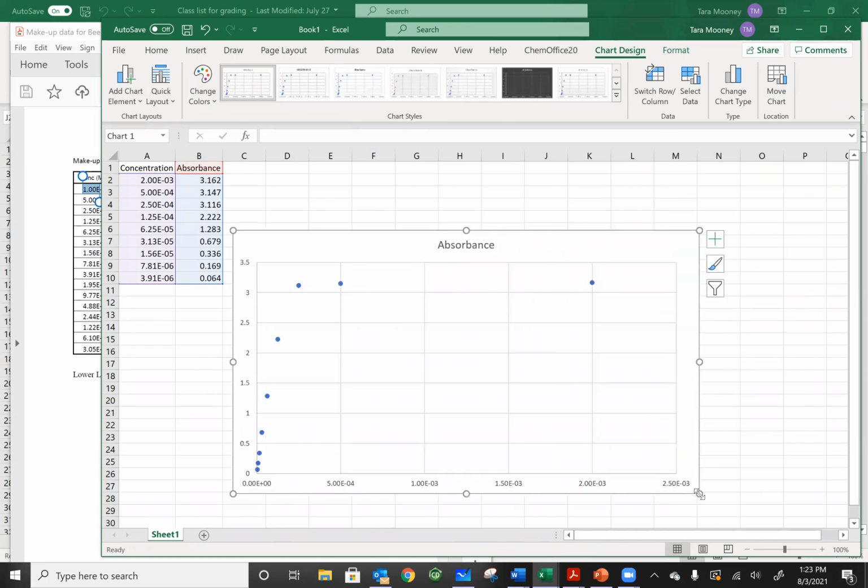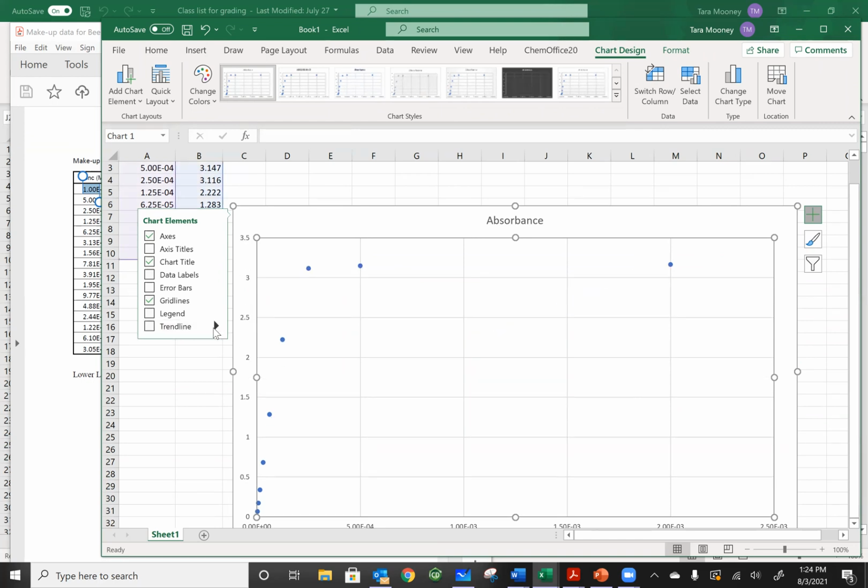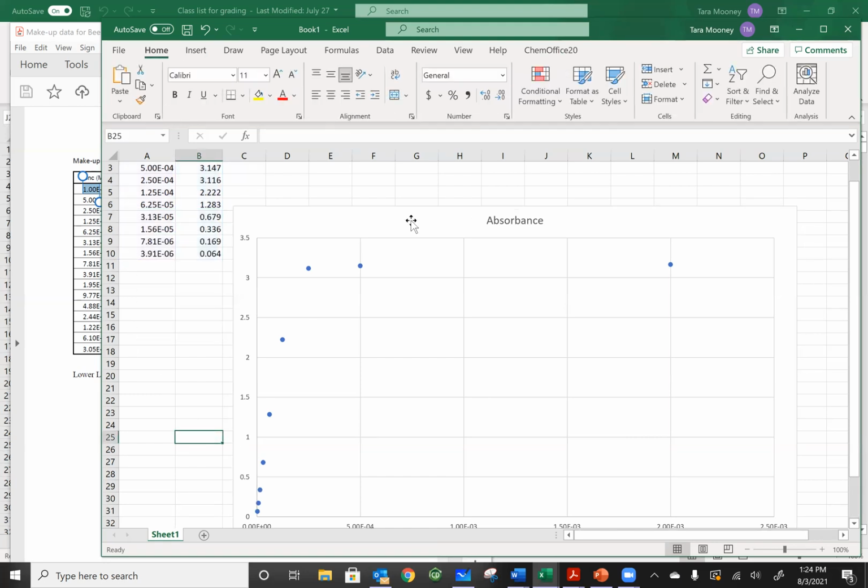So now I'm gonna make this bigger so we can see our linear portion. The linear portion of our plot is going to be over here. So now we want to add a trend line, but we only want to add it for part of the data.